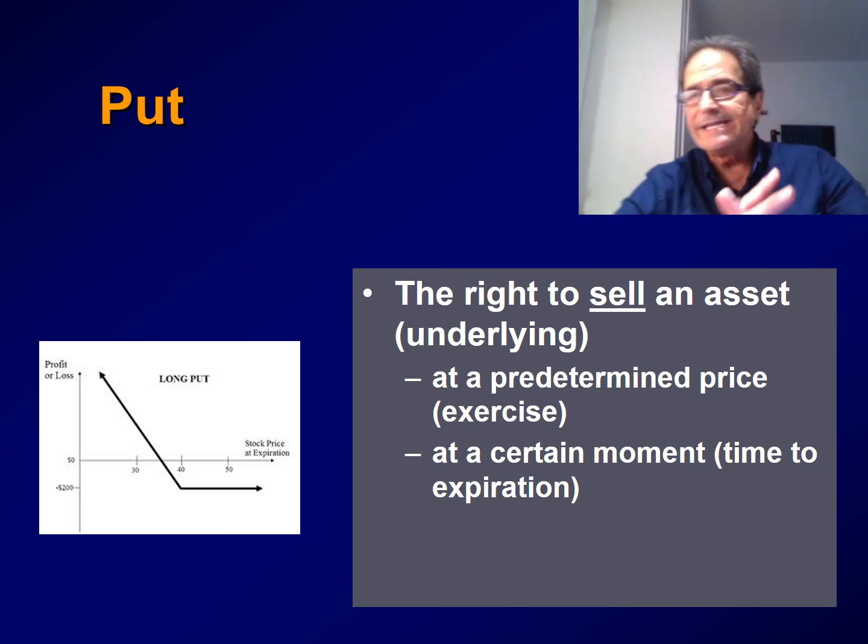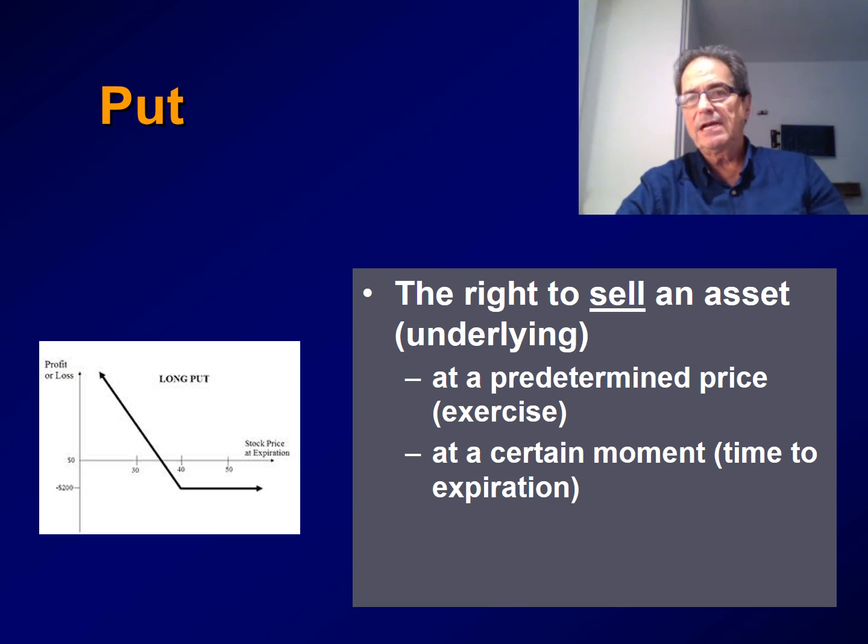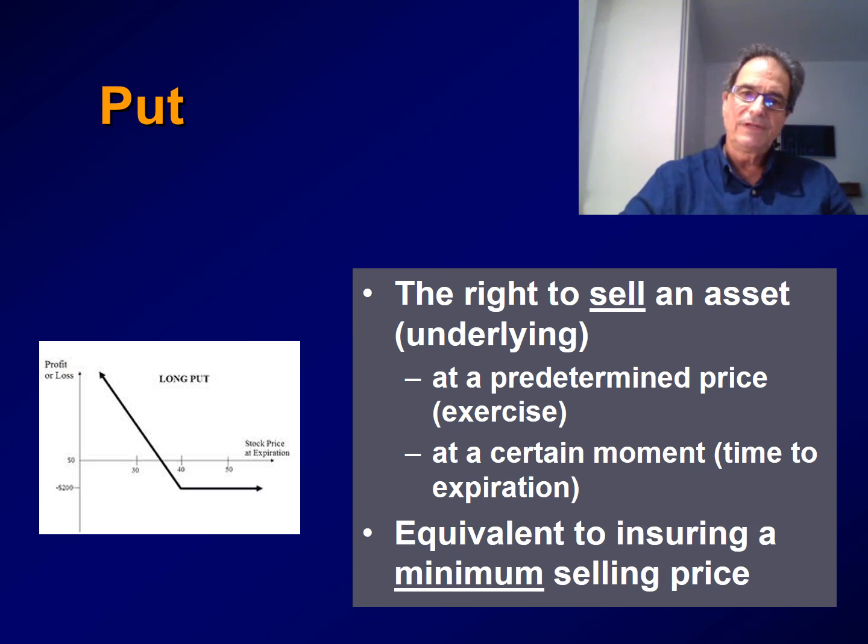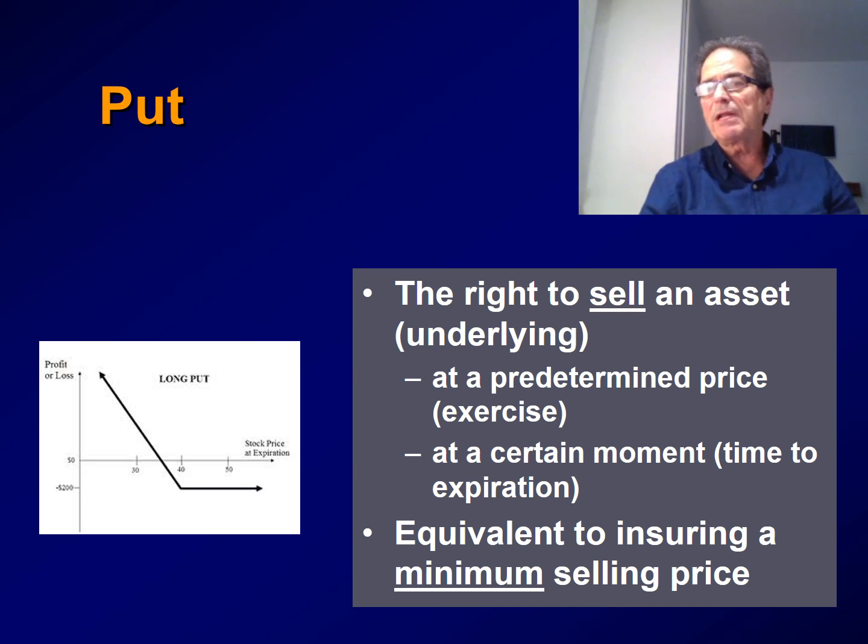A put is the right to sell an asset, again, an underlying asset, at a predetermined price, an exercise price, at a certain moment in the future. An example of a put on a stock would be the right to sell the stock, say for $10 in 1 month. And a put is equivalent to ensuring a minimum selling price.